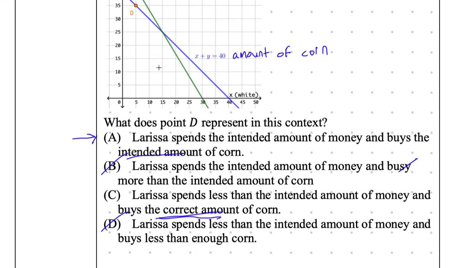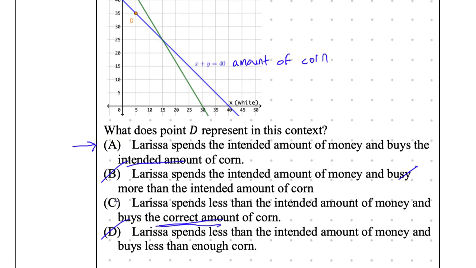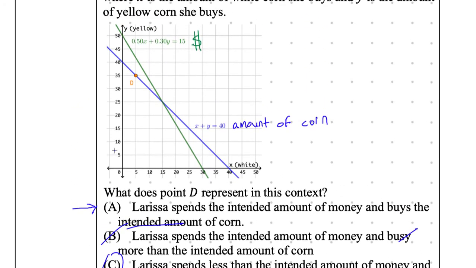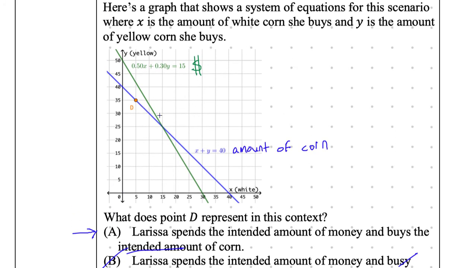So by process of elimination, it is C, where Larissa spent less than the intended amount of money. So okay, C is the answer. But let me talk about why, more than the fact that it's the one that isn't A by process of elimination. So if I'm looking only at the green line, ignore the blue line. I know that it is on the blue line, but ignore the blue line right now.